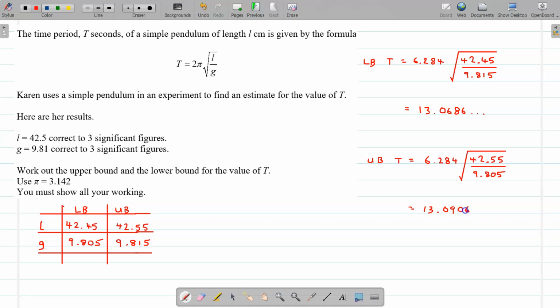So that's 13.0906, etc. Okay, now it doesn't say in the question how many significant figures to give your answer to. What they often do in these questions is ask you to state a single answer for the value of t that you can reliably give. In this case, it would be 13.1, because they both agree to three significant figures to be 13.1. Okay, but it hasn't actually asked us that.